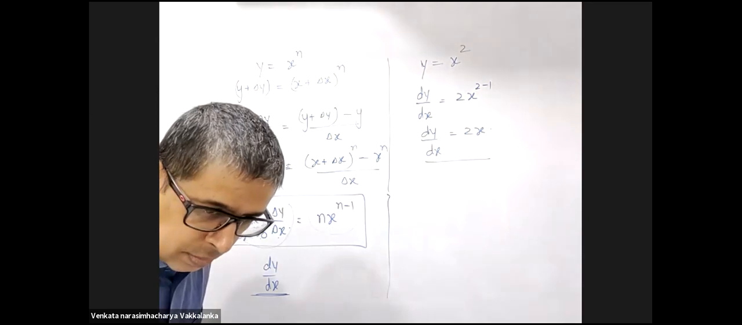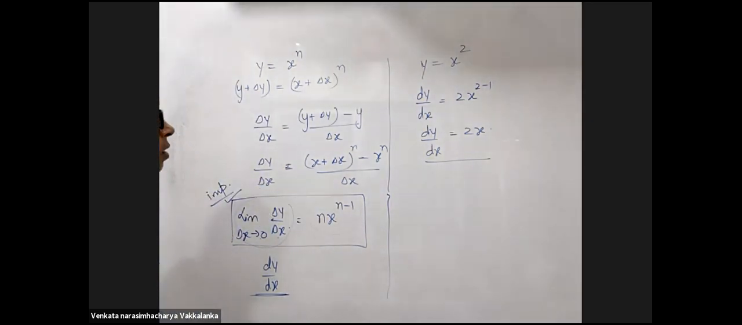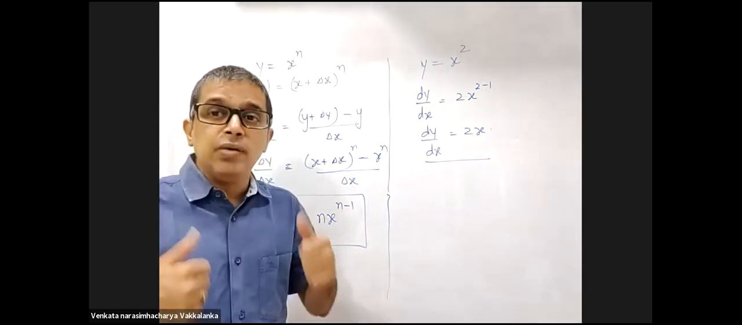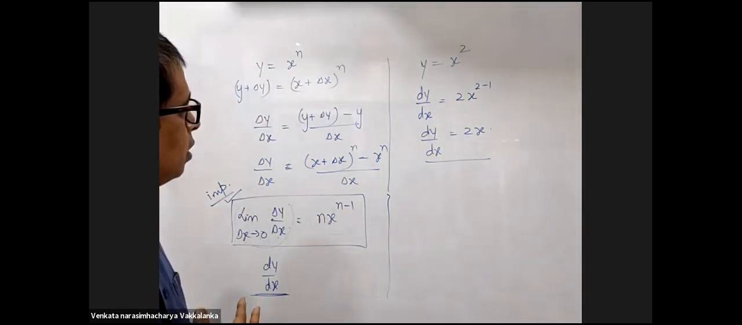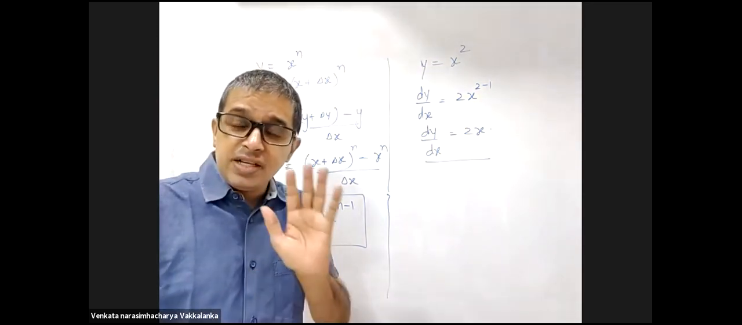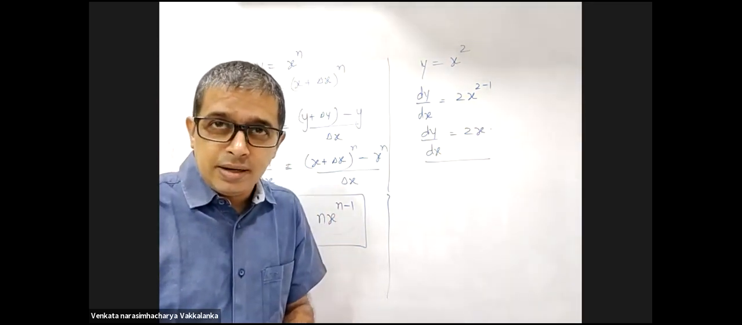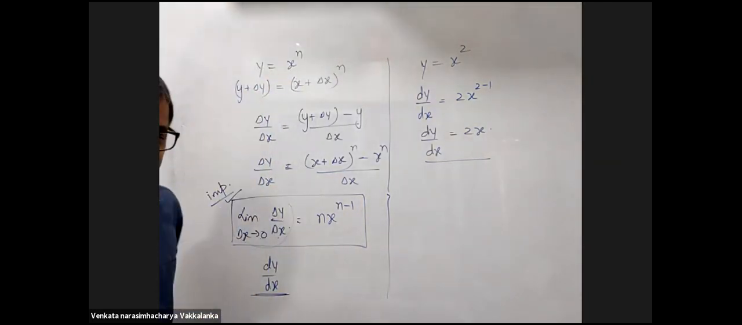Sir, in the above equation, what about the y-intercept if y-intercept exists? What do you mean by y-intercept? Sir, the standard form which we have is y is equal to mx plus c. That is for a straight line. Okay, sir. This is a general equation.